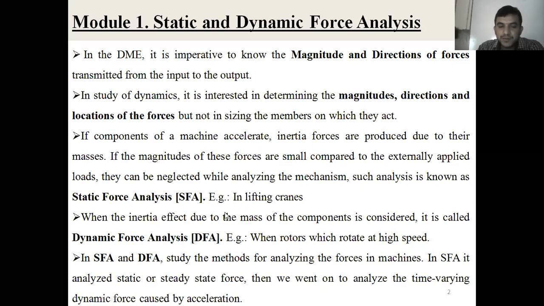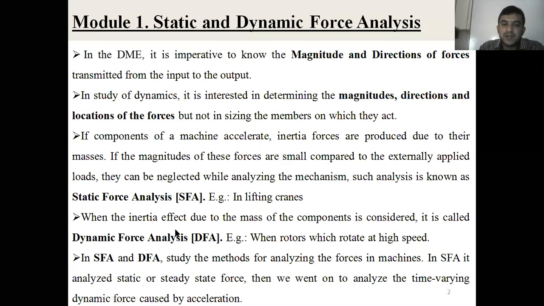Suppose if the inertial force is more than the weights of those components, then you go for dynamic force analysis. For example, when rotors rotate at high speed, the best example I gave last class. If you start to rotate the fan, speed number 1, 2, 3, 4, 5, you regulate it. You come to know that at speed number 1, 2, 3, there is not much noise or vibration. When you start at speed 4 and 5 in a fan, you can see more forces or noises are generated. Due to what? Due to inertial forces being greater than the static forces.